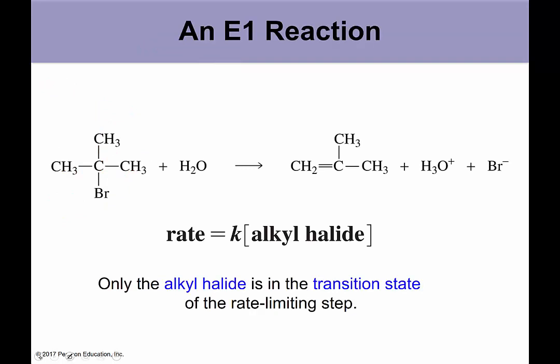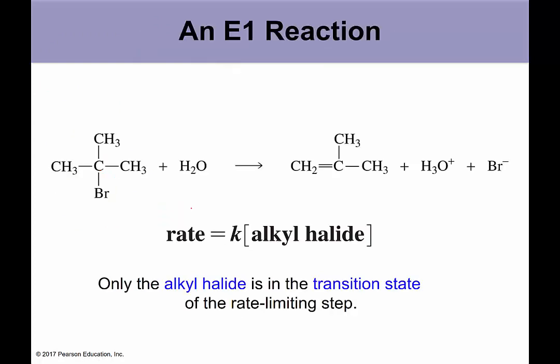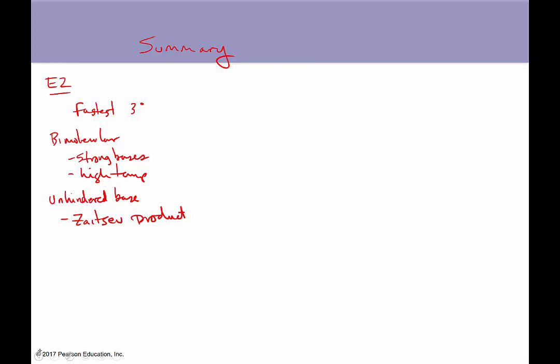Oops, let me go back. I accidentally scrolled forward. Tends to form the Zaitsev product. But there are lots of ways to get anti-Zaitsev. Anti-Zaitsev would include, if you want to talk about how you form anti-Zaitsev, you can have a bulky base, and you can have a bad leaving group.